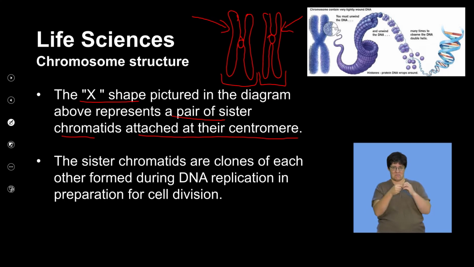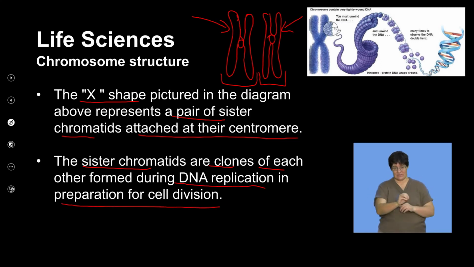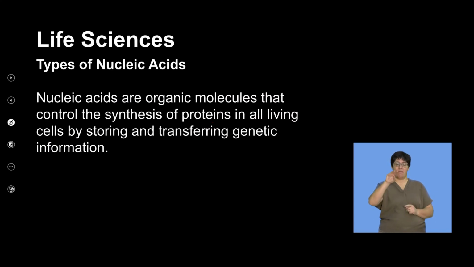and hence we have a pair for each one of these in all our body cells except the sperms and the eggs. The sister chromatids are clones of each other formed during DNA replication in preparation of cell division. Essentially what that statement refers to is that this arm is an exact copy of that, and that's because in preparation for cell division, these arms would undergo copying and be a replica of each other. And so we refer to those sister chromatids as being clones of each other.